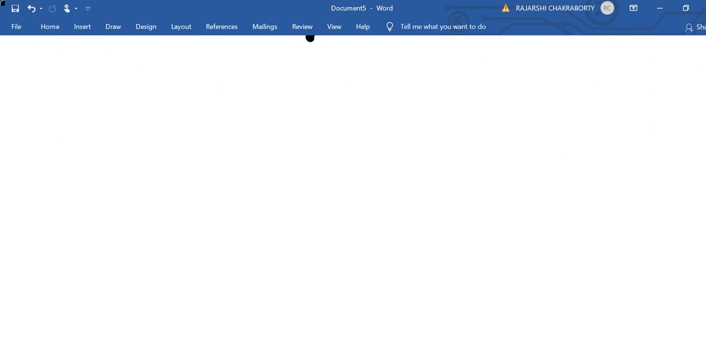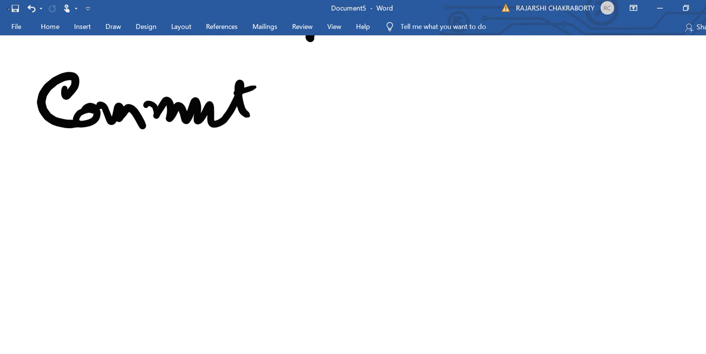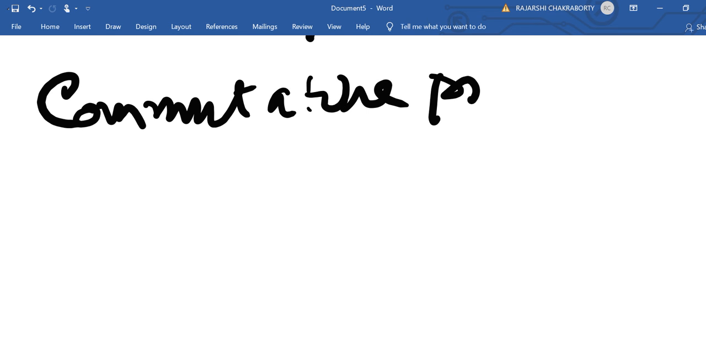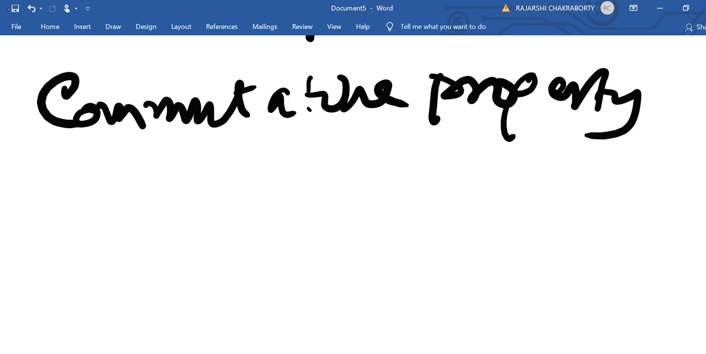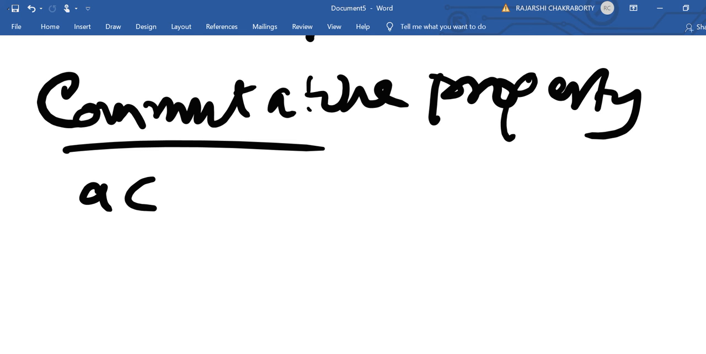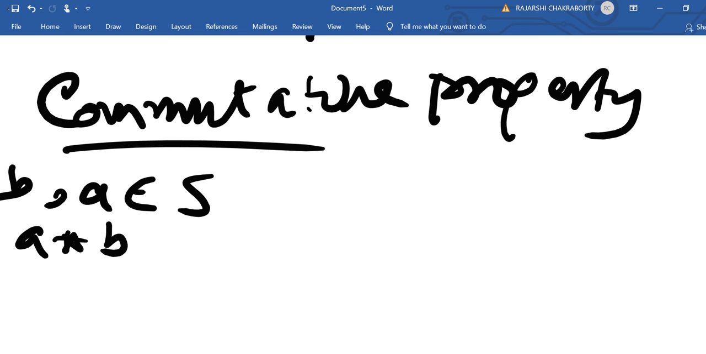We have another property called the commutative property. What is the commutative property? We have two elements, A, B belonging to S. We have the operation star, A star B, and that will equal B star A. So it's a commutative property.